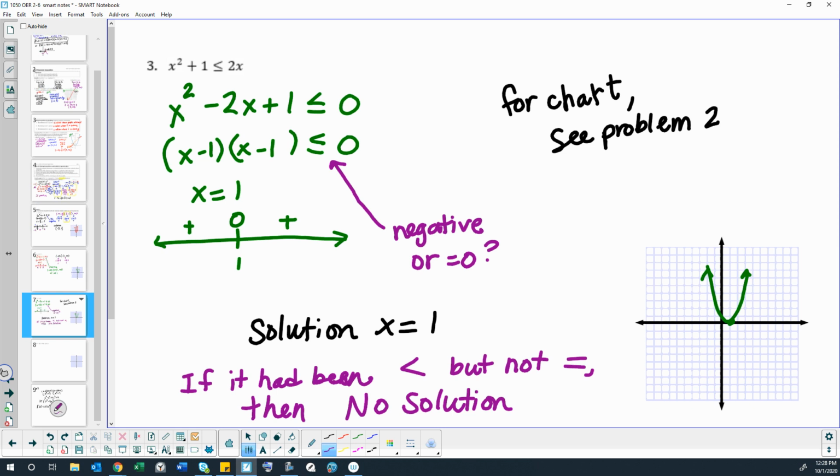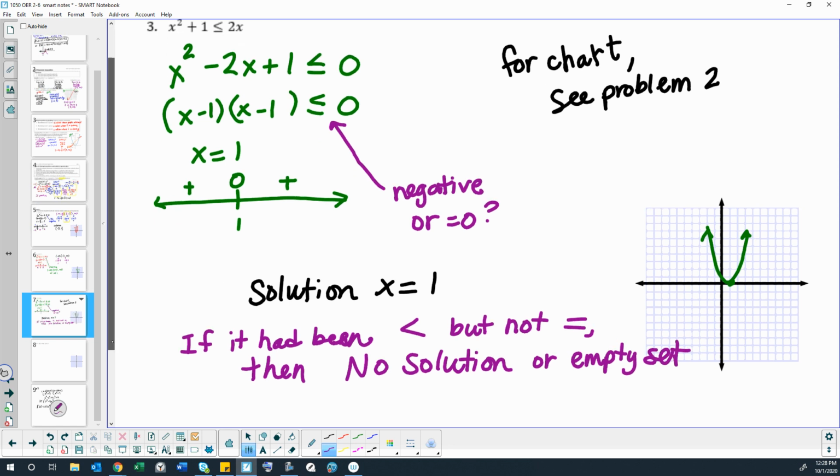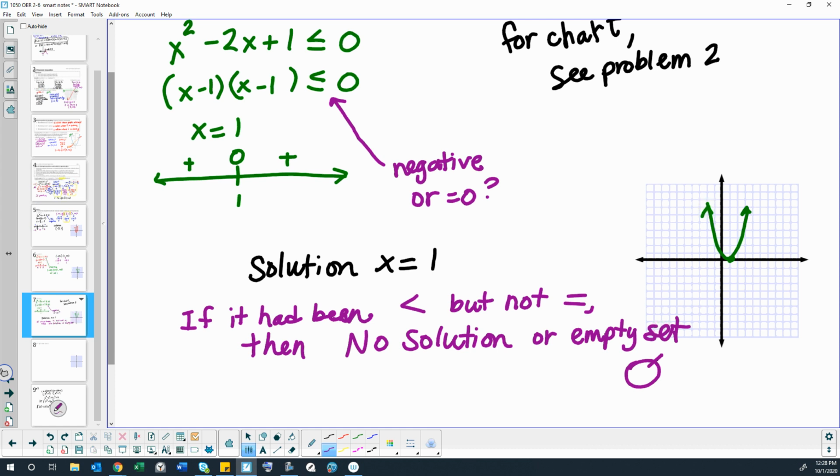So sometimes we call that the empty set. And when we call that the empty set, we can actually just use a 0 with a slash through it, like Ghostbusters or something. So no solution, which is also called the empty set. The set of solutions is empty. All right, stopping that video. And we can do number 4.